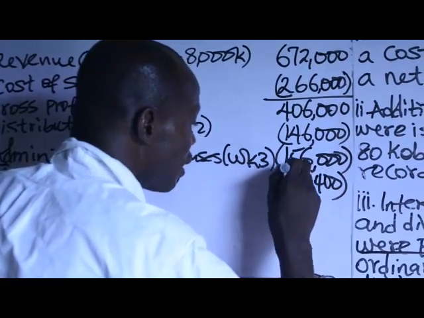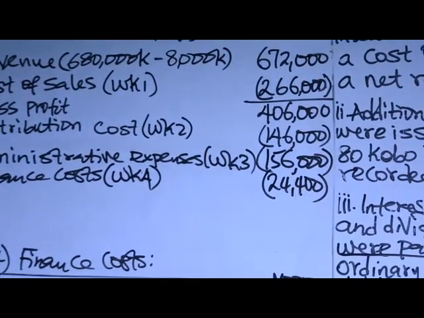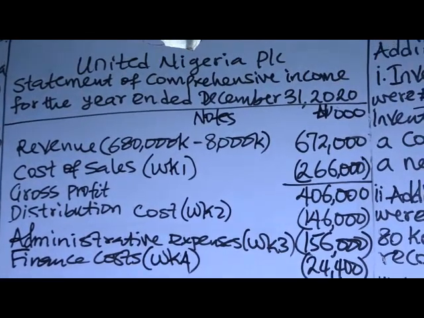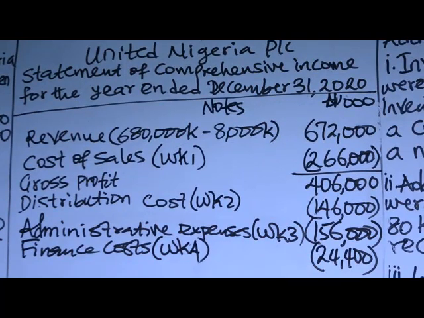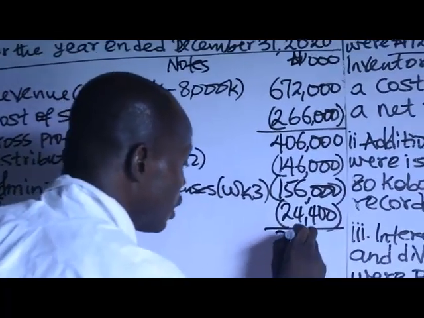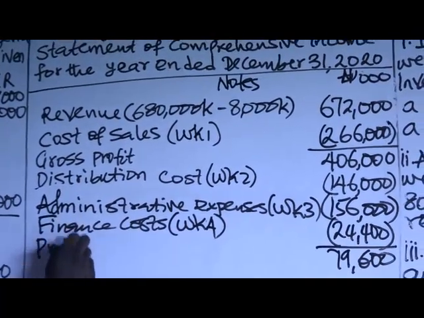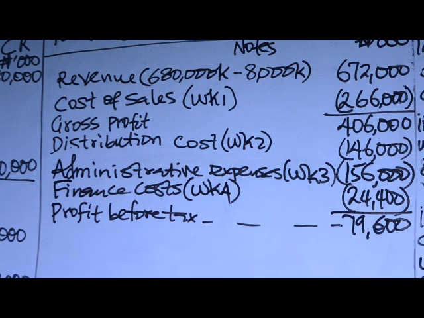24,400. That 24,400 is our finance cost. So, you now subtract all those items from the gross profit. That means you have the gross profit of 406,000 minus 146,000 minus 156,000 minus 24,400. Then you have 79,600. This 79,600 represents the profit before tax. The next item will be the tax information.